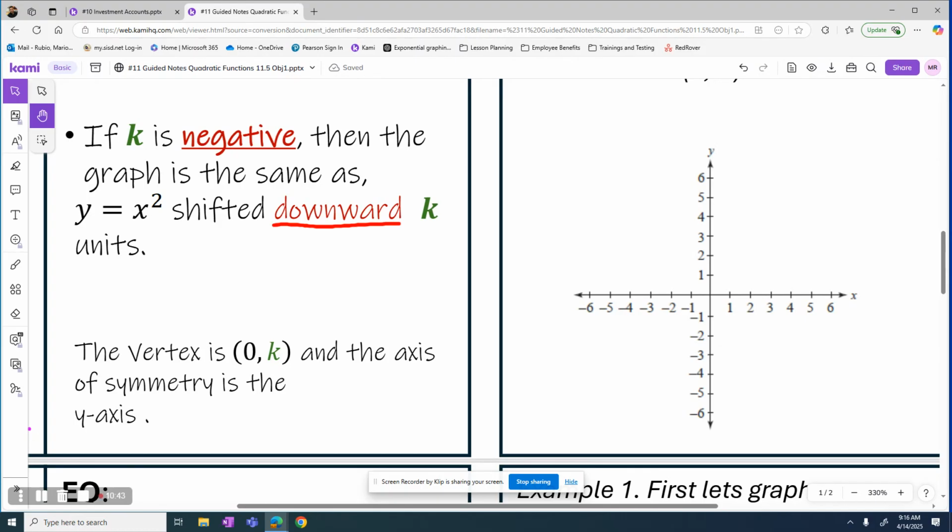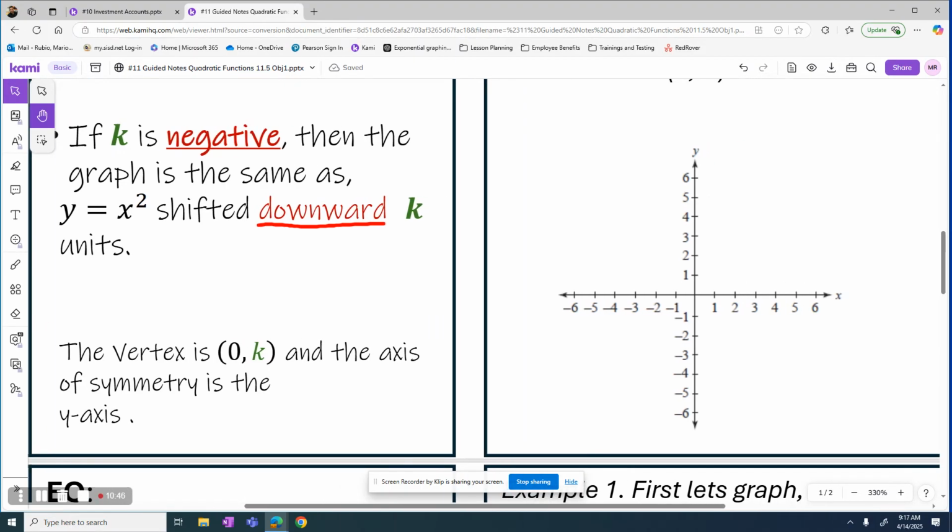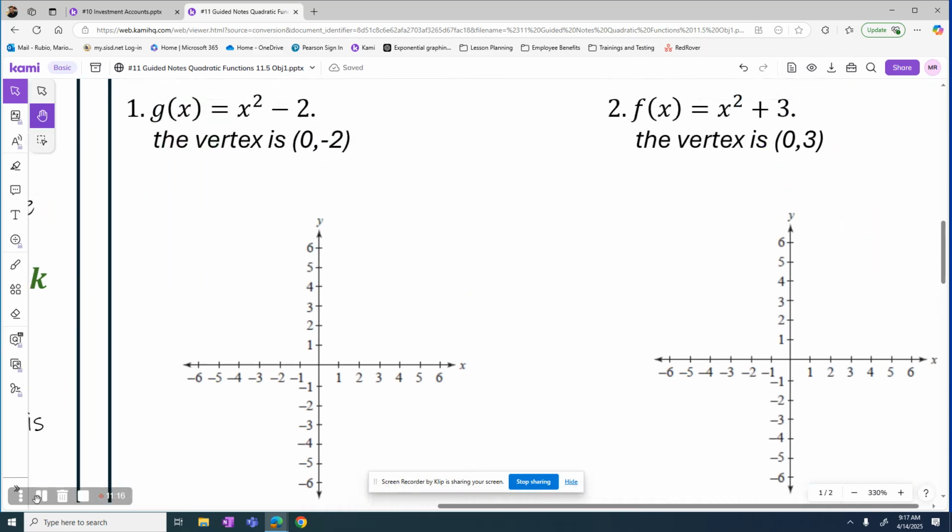Okay, and we're going to see simply, without even graphing, we can tell where the vertex is. It's always going to be 0, and then whatever the number of k is. It's always 0 first, and then whatever the number of k is. And the axis of symmetry is always going to be the y-axis. So when you have this case, the x squared plus k, the graph is always going to stay centered in the middle at 0, 0, but it's going to go up and it's going to go down, and then that's it.